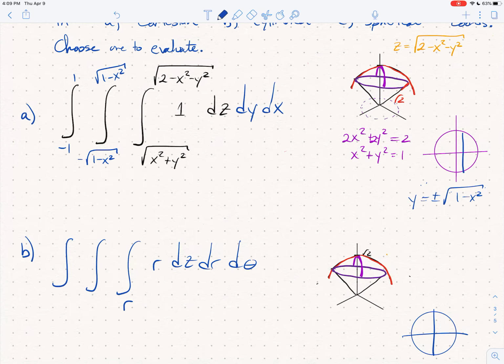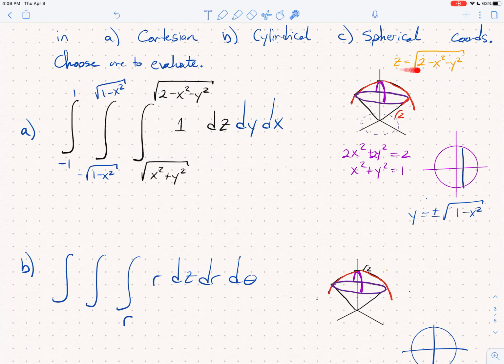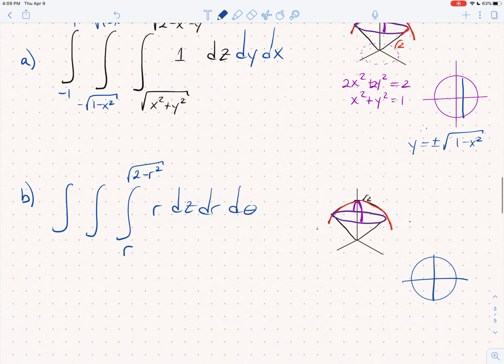And then I want to go up to the sphere. Well, look at the formula for the sphere. The top half of the sphere is radical 2 minus x squared minus y squared, and that simplifies to just radical 2 minus r squared. And then you're looking at the projection into the xy plane, and you're realizing, oh, that's just the unit circle. r goes from 0 to 1, and theta goes all the way around. So I've got it. That seems a lot more reasonable.